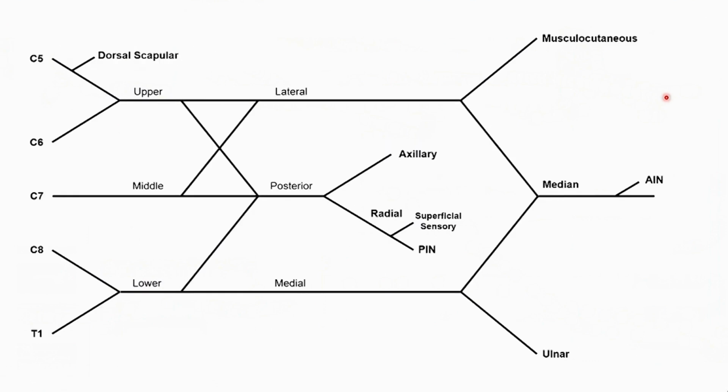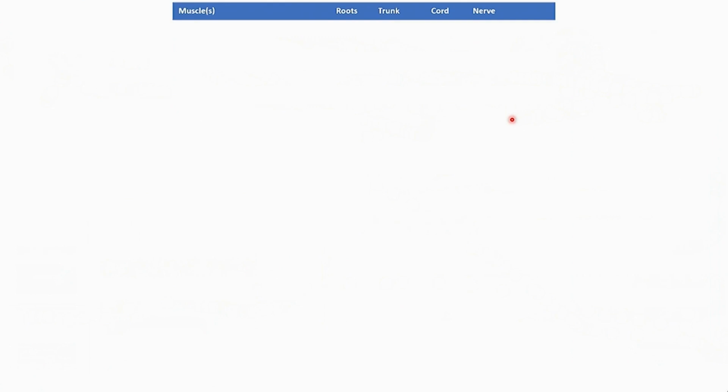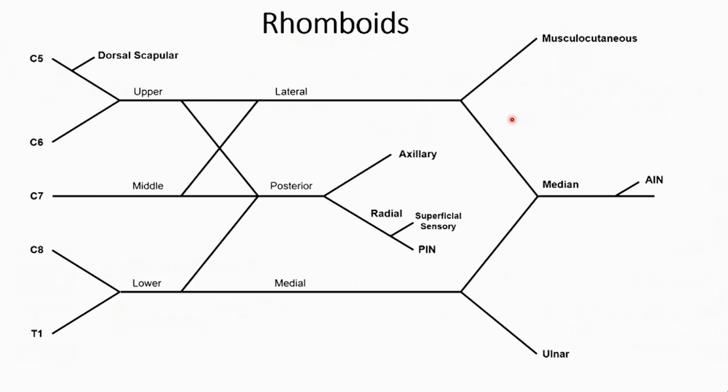All right, here's the diagram of the brachial plexus. I'll be highlighting the nerve root, trunk, cord, and final nerve to give you a visual to help with remembering this information. I have my table organized by muscle, root, trunk, cord, and nerve, and all the information at this level, I have it grouped by the nerve. All right, let's get started.